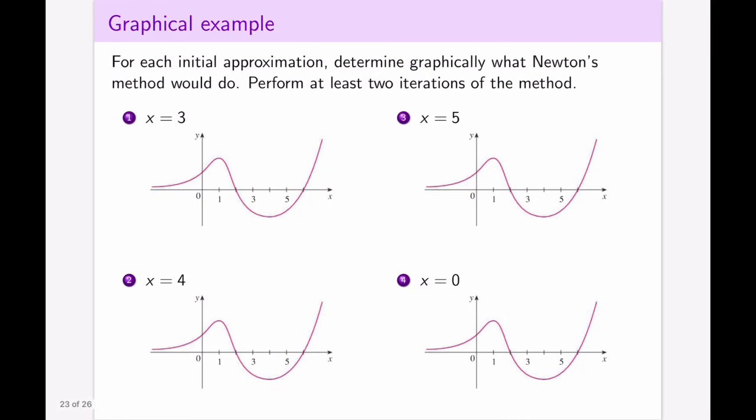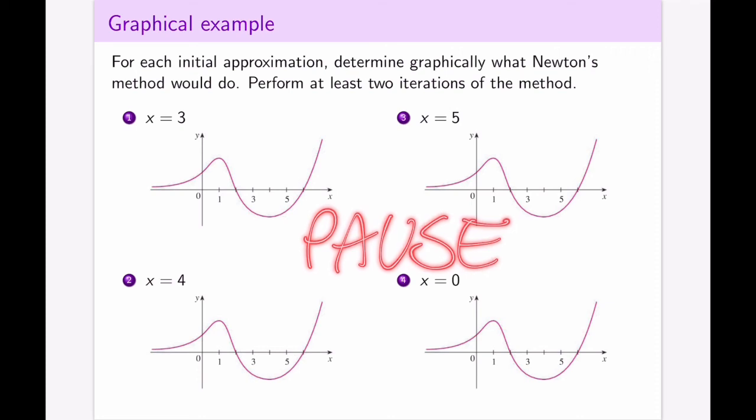For the rest of this lecture, we're going to go through a couple of examples from the previous tests. So here is the graphical example from one of the tests. For each initial approximation, determine graphically what Newton's method would do, and perform at least 2 iterations of the method. Again, by now you have all the tools that are necessary for this, and this comes directly from one of the quizzes from the previous offerings of the course. So pause the video here and try this out for yourself.